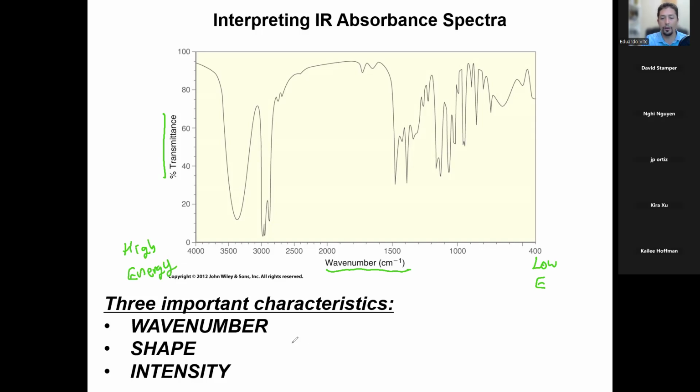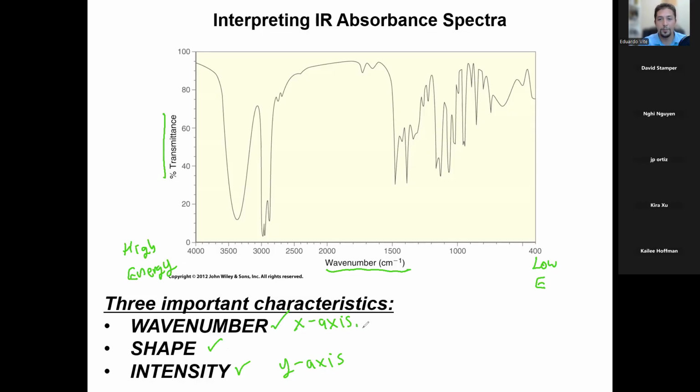And so what you look for are three things. You look for the wave number, you look at the shape, and you look at the intensity. Intensity means y-axis. Wave number means x-axis. Shape, well, that's just shape. If you don't know your shapes, I don't know what to tell you, right?